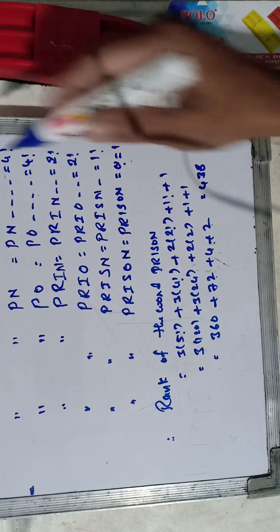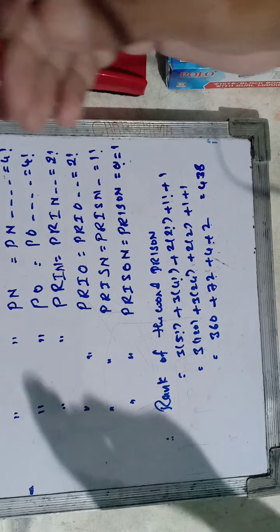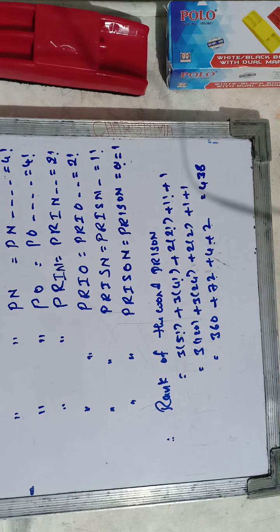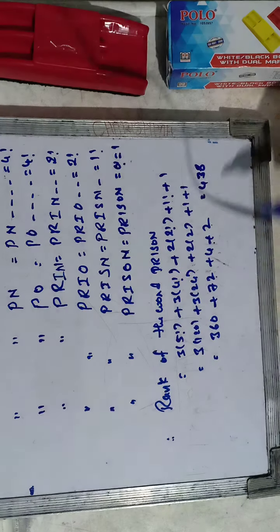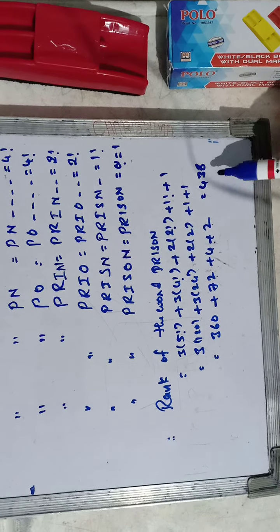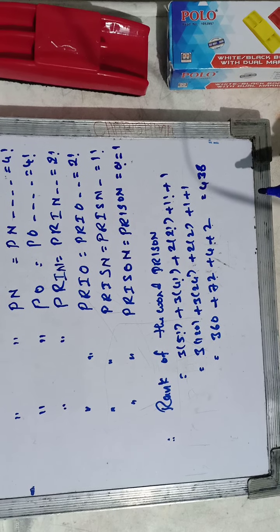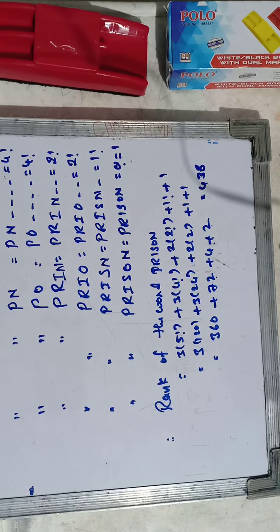So the rank of the word is 438. That means if you write all 720 words in dictionary order, the serial number of PRISON is 438. That is the rank of that word.